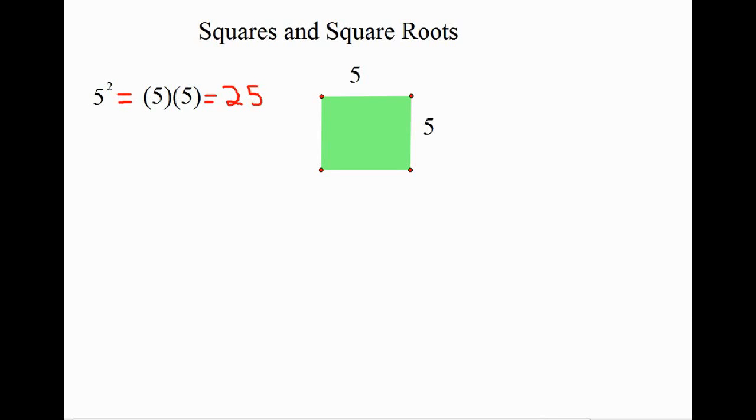Suppose we have a square and the length is 5 units and the width is 5 units, because on a square the length and the width are the same. If you were asked to calculate the area of this square, the area of a square is calculated by doing length times width. On a square the length and the width are the same, so we would multiply 5 times 5 to get length times width.